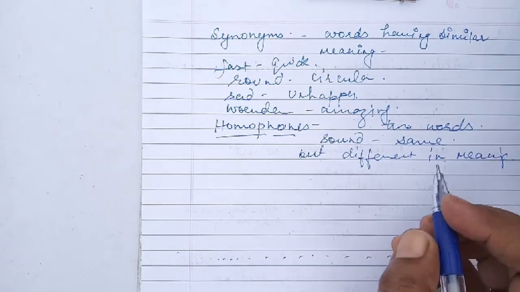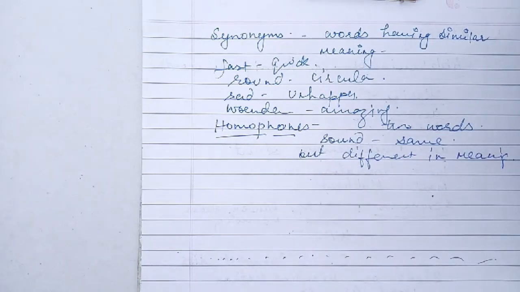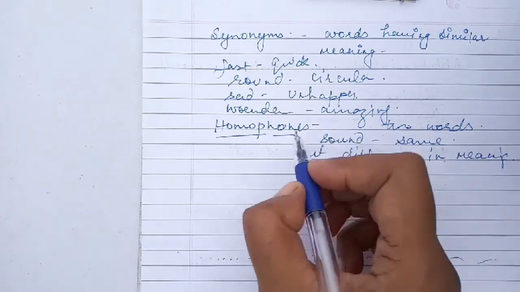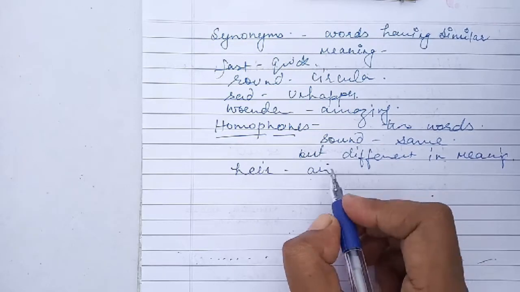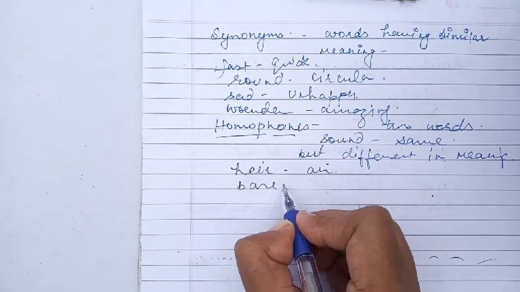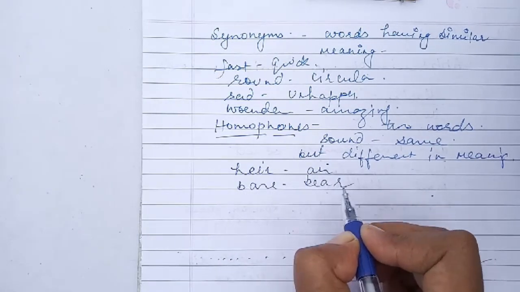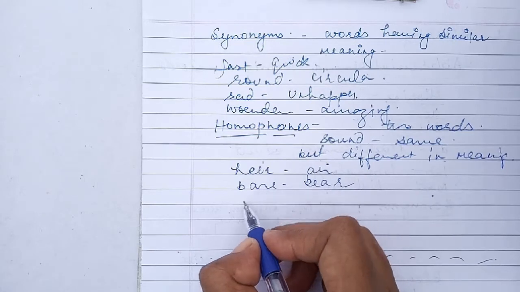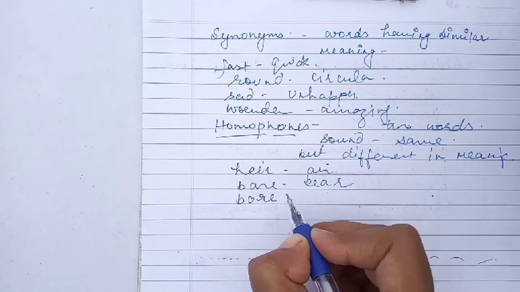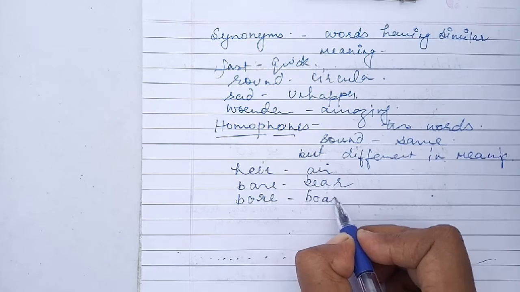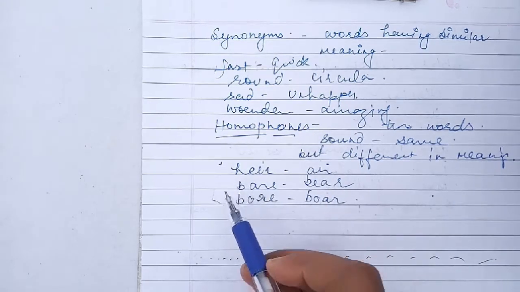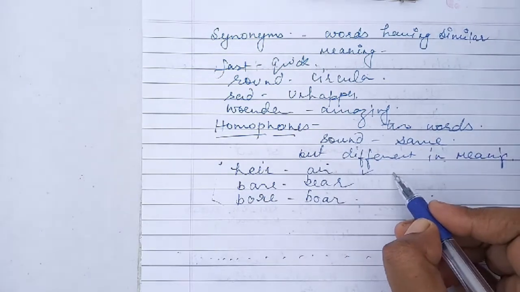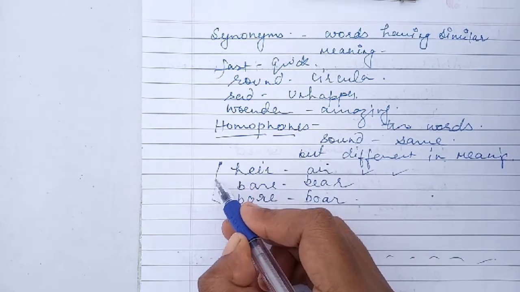We can have lots of examples of homophones here, like hair, air, bear, beer, bore, and boar. So these are the examples of homophones. We have a couple of words having different spellings, different meanings, but these are sounding similarly.